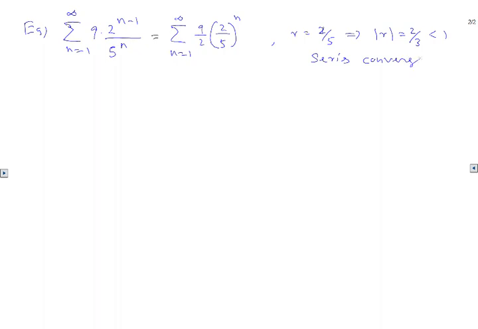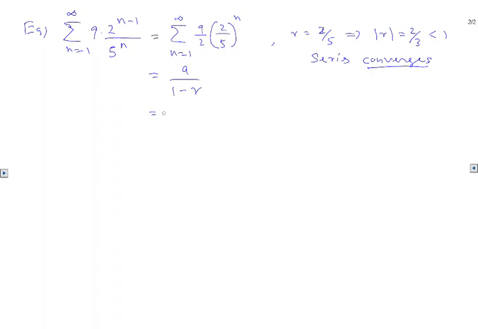Series converge. So good. So now we know that it's going to converge to a over 1 minus r according to theory. So what is a? How to get the a? A means the first term. So how to get the first term? Just plug in the first value of the index. So the first value of the index is 1.